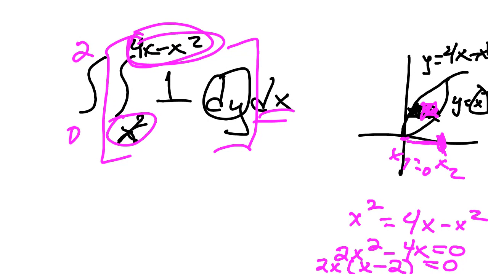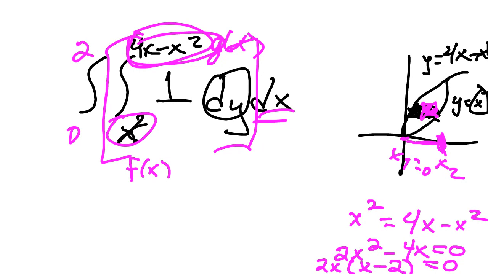The reason we want y on the inside is because we've already solved for y in terms of x. So really this is like f of x to g of x right there. All right.